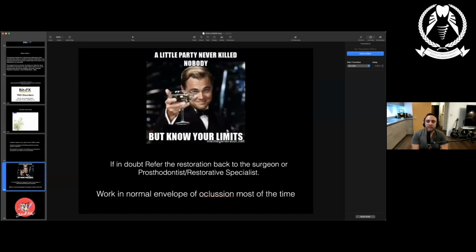But normally, luckily, a majority of patients are in a high adaptive capability. So normally just crack on and then just keep good records and work in the normal envelope of occlusion most of the time. So, thank you very much.